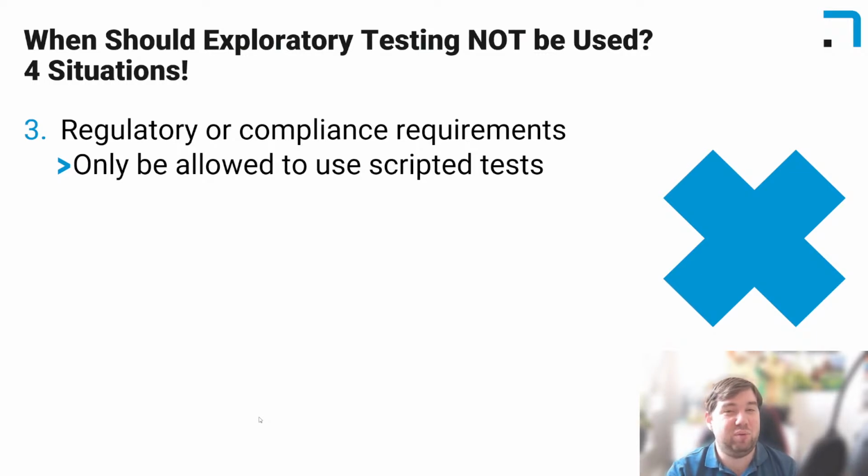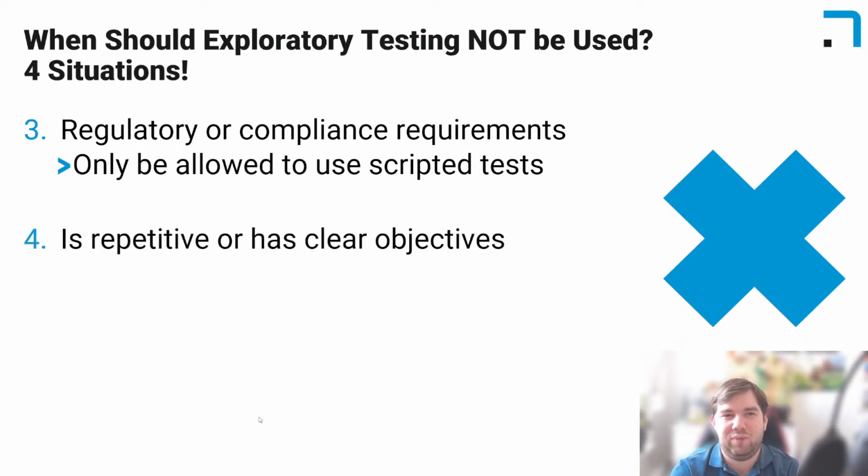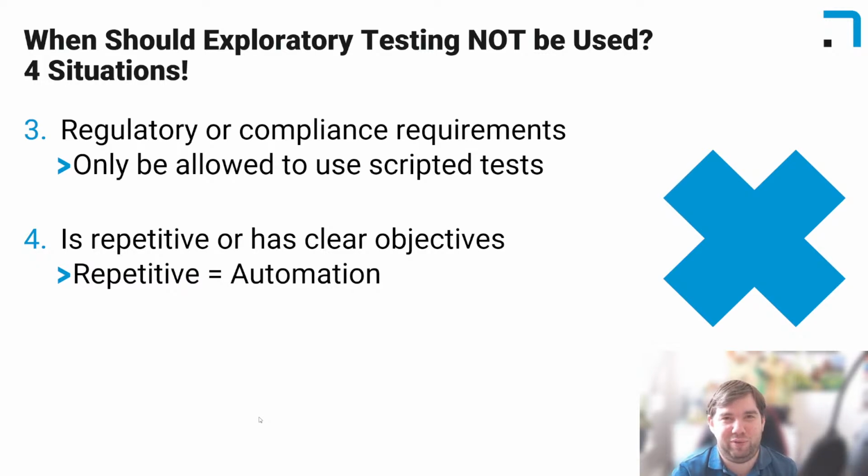And the last situation that I think we should try and avoid exploratory testing is when the situation we're looking at is repetitive or has very clear objectives for outcomes. Because if we're looking at something that's very repetitive and we need to do lots of small little adjustments, then I think it's a perfect job for some automation. Automation excels at these little repetitive jobs perfectly, and it will save us so much time in the long run. So let's try and stay away from repetitive tasks if we are thinking of using exploratory testing.